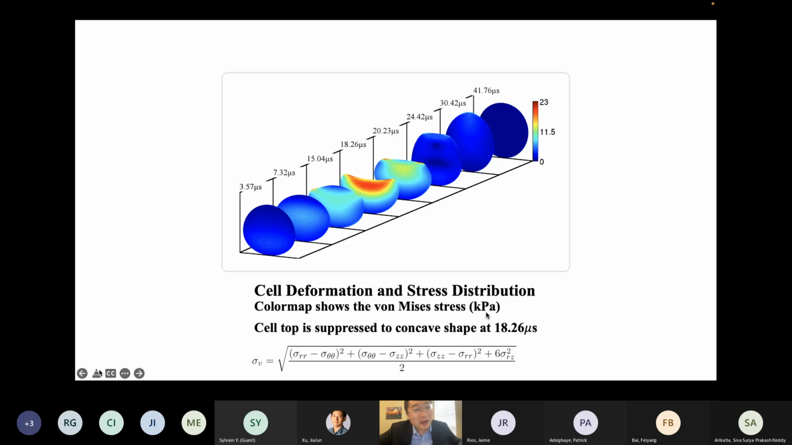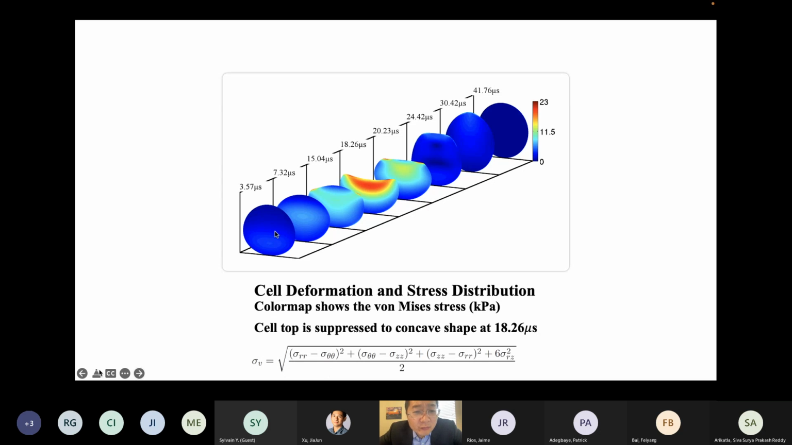So usually we try to see whether certain material is damaged due to high von Mises stress. The calculation goes like this. We have sigma, the stress in different directions, and we take the squared differences, add them together, divide by 2, and take the square root, which gives us the von Mises stress.